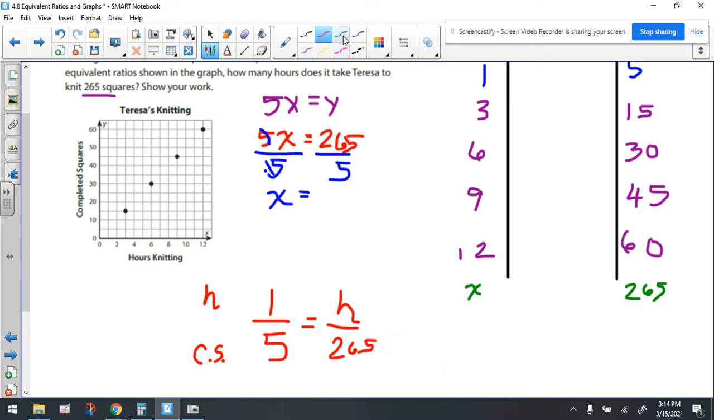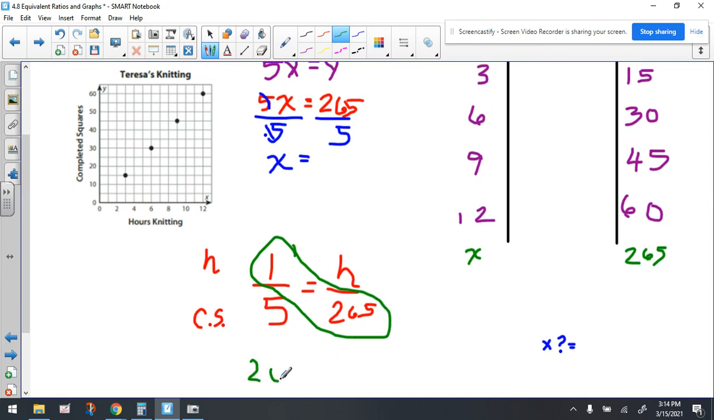So really, in the end, aren't we doing the same thing? Because we're trying to figure out how many times we have to multiply some number by 5 to equal 265. Or in the end, if we use cross products, wouldn't we end up getting something that looks a lot like what we have up here? So if we look at cross products, that cross product is 265. This cross product right here is 5 times h. And isn't that the same thing? Don't we have that pretty much over here? That's the same equation. 5x equals 265, 265 equals 5h.